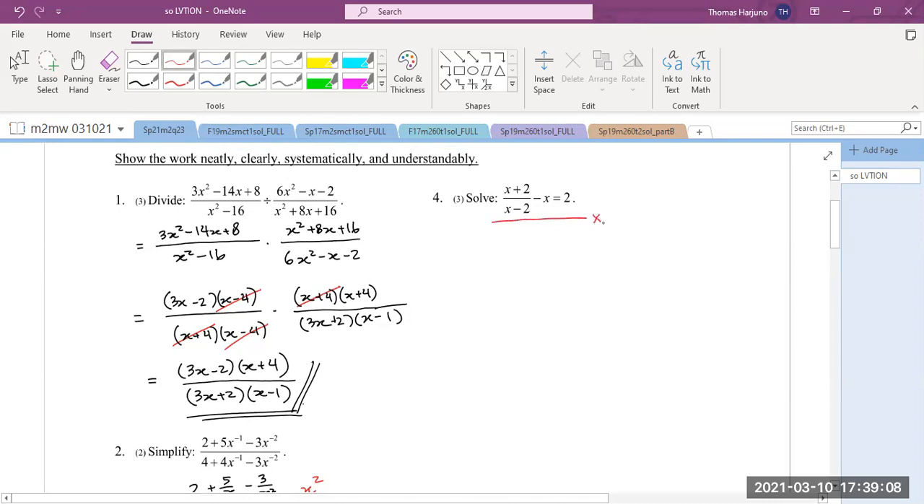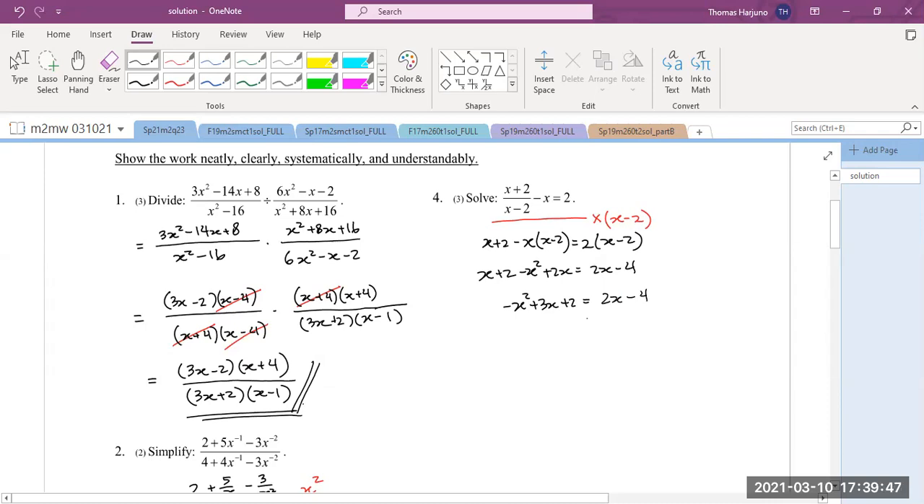It's a rational equation. If it is an inequality, no, we cannot multiply by the LCD. Multiply by the LCD. So the first term becomes x plus 2, minus the second term, x times x minus 2, equals 2 times x minus 2. Distribute. And then combine like terms. It's negative x squared. Let me move everything to the right instead. So I will have positive x squared minus 3x becomes minus x, minus 2 becomes minus 6.